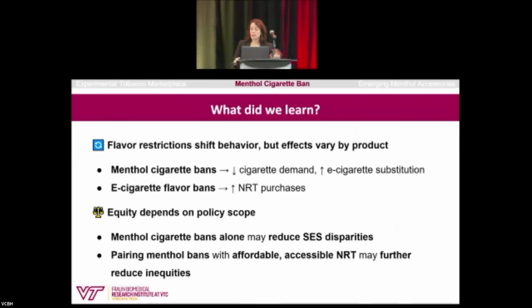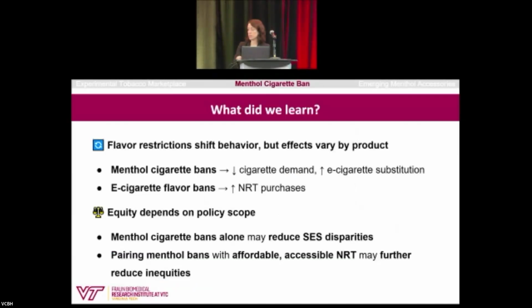So here is a summary of the key things we learned from these 2 studies. First, flavor restrictions definitely change purchasing behavior, but the effects aren't the same across all products. For example, menthol cigarette bans lead to a decrease in cigarette demand and an increase in e-cigarette use. In contrast, e-cigarette flavor bans tend to increase purchases of NRT.